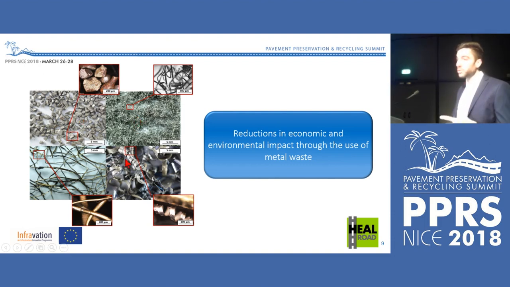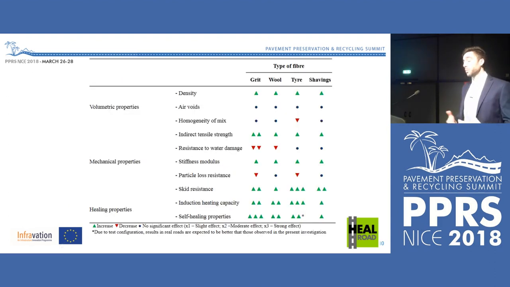And two byproducts or waste products, which are fibers from old tires and shavings from the metal industry. In general, when we compare the properties of the asphalt with asphalt without any metal, we can see that both volumetric and mechanical properties are not actually significantly affected. Some of them are even improved, and the only case that could be said to be significantly worse is the resistance to water damage when we use the steel grit.